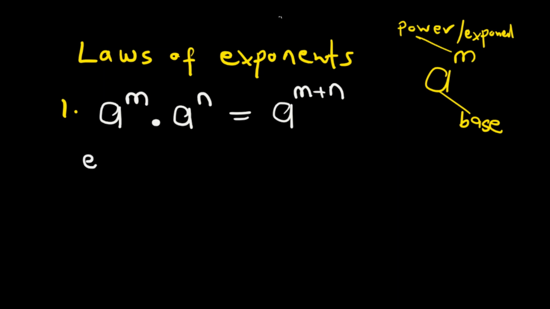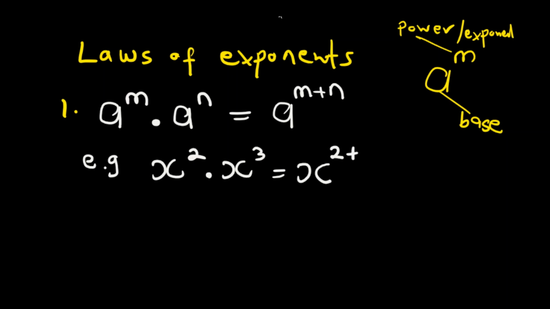In an example, we can say we're having x to the power of 2 multiplied by x to the power of 3. So the same bases here, x is a base, so meaning that we're having the same bases. All we do is add the exponents. So we're going to say x, we take one base, and then we add the exponents. So it's going to be 2 plus 3, which is going to be x to the power of 5. So that is how we apply this law of exponents.